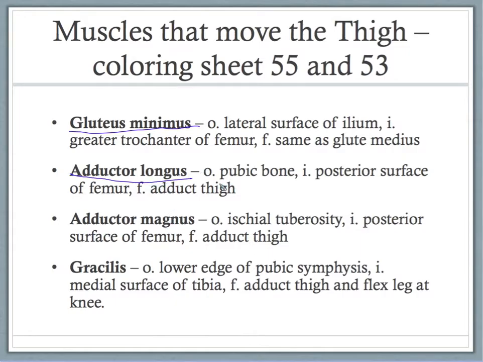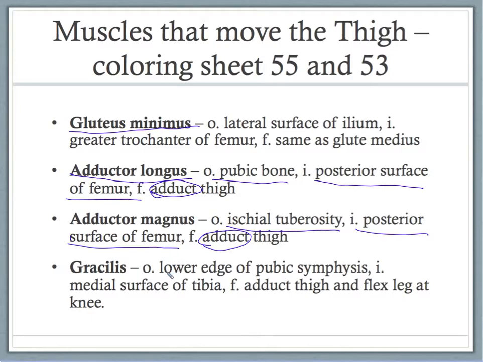Your adductor longus originates at your pubic bone, inserts along the posterior surface of the femur. Its function is to adduct the thigh, hence the adductor. Adductor magnus originates ischial tuberosity, inserts posterior surface of the femur. Hey, same as the above one. Guess what it's going to do? Adduct the thigh, hence the name.